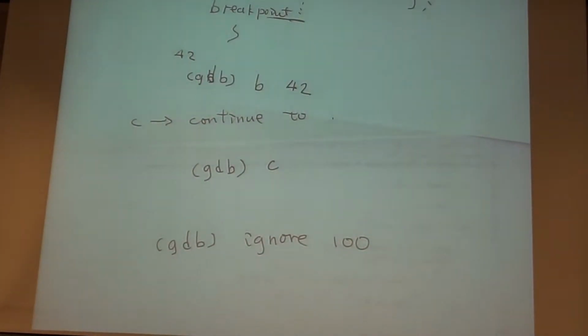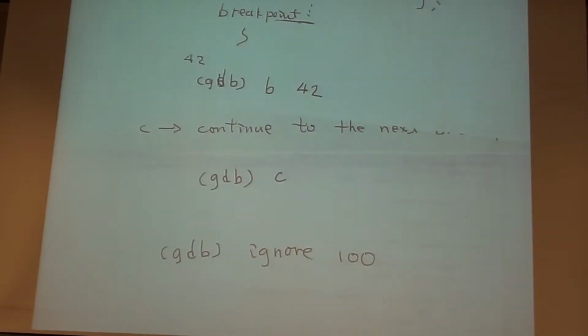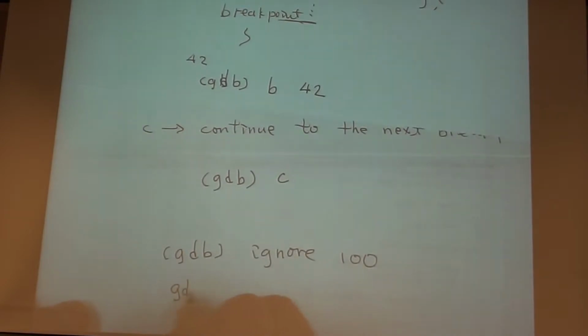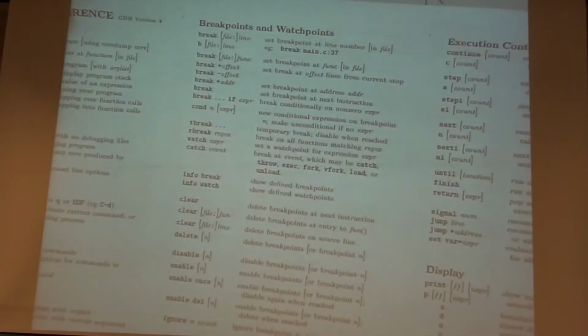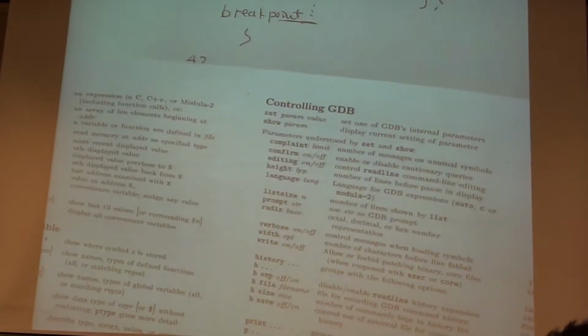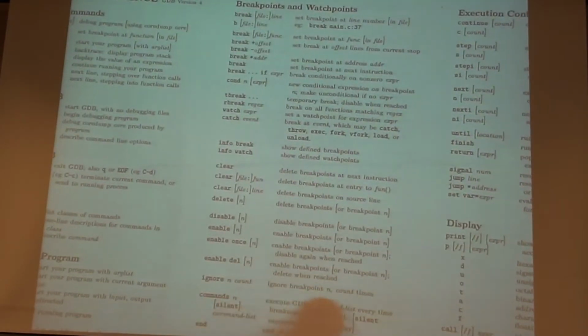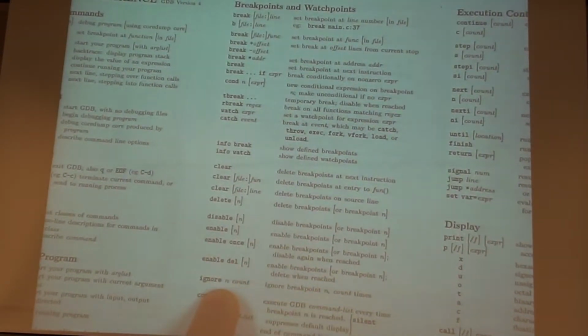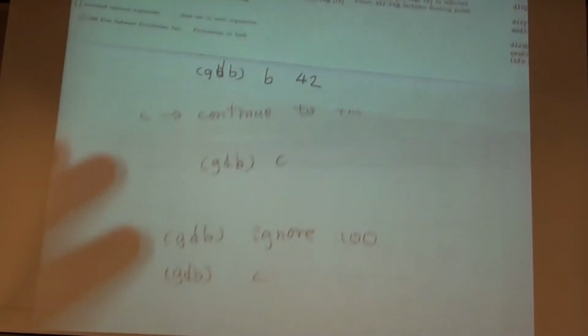Yes, please. You say ignore 100 and then you run it. Yeah, then you say continue. So it would ignore any 100 following breakpoints, or just the same one on this side? I think it says here about ignore somewhere. Ignore breakpoint N. So before I talk about that, let me show you.